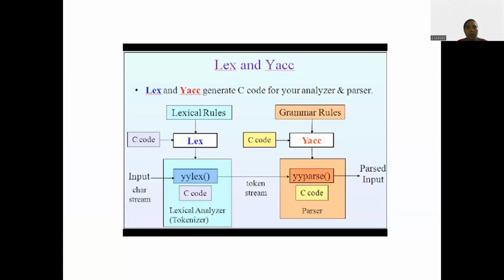This is a block diagram which combines our LEX and Yacc. LEX and Yacc generate C code for your analyzer and parser. So you have the lexical rules, first your C code, then the LEX. Then you have the input character string and lex.yy.c, the lexical analyzer, otherwise called the tokenizer or scanner. Then you have the grammar rules; we are using context-free grammar here, with C code. The name of the tool is Yet Another Compiler Compiler. Whatever tokens you get from the lexical analyzer, you give as input to yyparse and check whether the given syntax is right or not. Finally we pass the input and check whether it is valid or invalid.